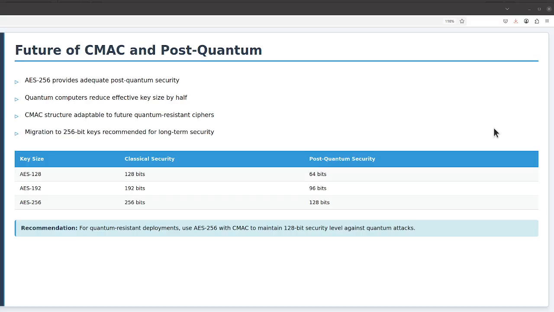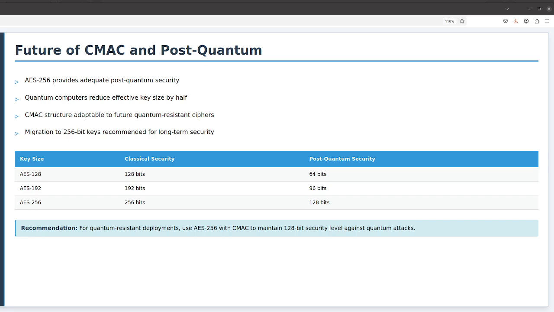The NIST post-quantum cryptography project is primarily focused on public key algorithms, but it is worth monitoring developments in symmetric cryptography as well. Research into quantum-resistant block ciphers continues, though AES is considered reasonably secure with adequate key sizes.